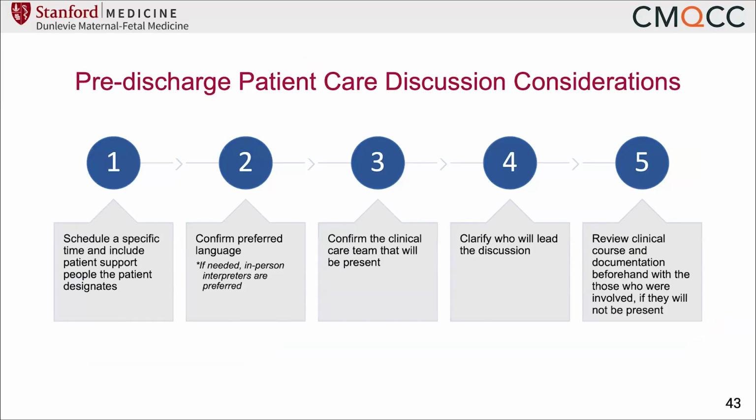So these are a bunch of considerations that we want to think about during the patient care discussion. We want to schedule a specific time and include patient support people that the patient designates, right? So we don't want to say, okay, we're all here at this particular time, it's 4 p.m., we're going to go ahead in this room and do the patient care discussion together. Now the patient is not prepared for that. They maybe don't have all of the support people they need, who might have additional questions, who are going to be providing support for this patient at home after they leave, so they haven't heard all of this information. And so now they're going to have to hear it secondhand. So you want to make sure that patient support is available.